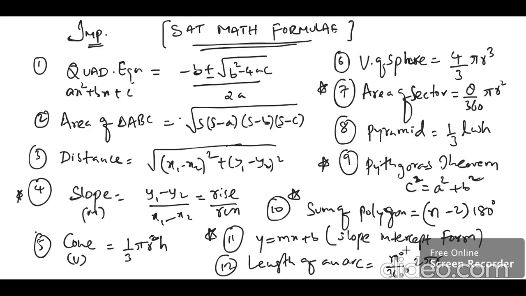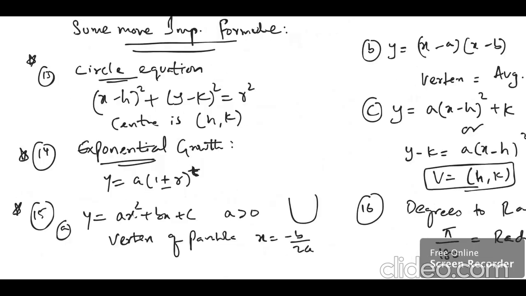In order to work it out, we have to divide the ratio of the angle times the circumference of the circle. Moving on to the next set of formulas that we have, which is very crucial, circle equation: (x - h)² + (y - k)² = r². An equation will be given to you and they will ask you to work it out and get the center, which can be done by (h, k).